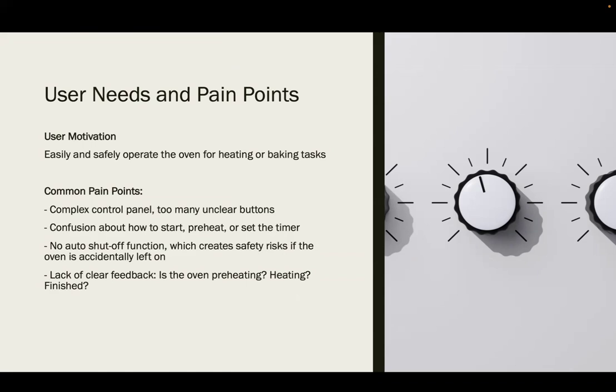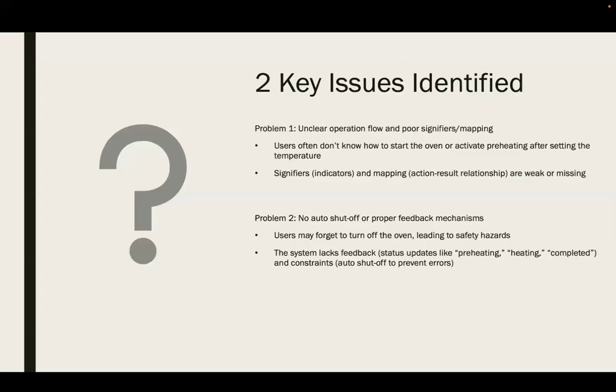First, the control panel is too complex, with too many unclear buttons and symbols. My mom often didn't know how to start the oven after selecting the temperature or whether the oven was preheating or heating. Second, the oven lacks an automatic shut-off function. If the user forgets to turn it off, it could lead to serious safety issues like overheating or even fire hazards. Third, there's no clear feedback on the current status of the oven, which causes uncertainty and frustration during use.